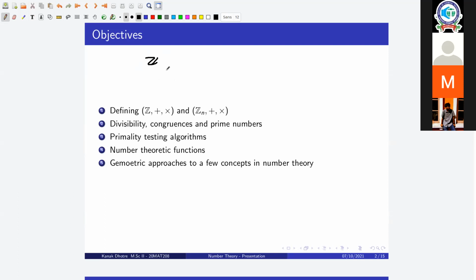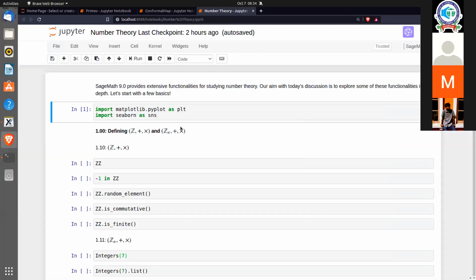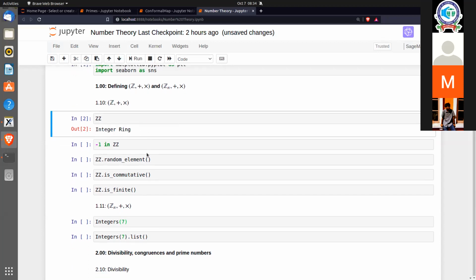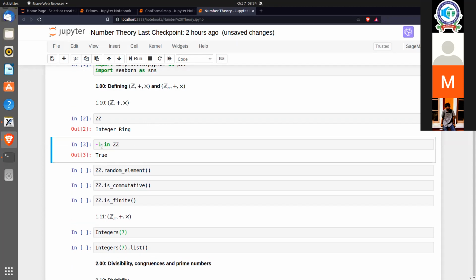The most obvious choice, since we want to look at both addition and multiplication, would be to choose a ring of integers. How we do that in Sage is just write ZZ, and it gives you the integer ring. With this integer ring, we can do a couple of things in Sage. I can check if a particular element is in that ring. For instance, -1 is obviously an integer, so it is in the integer ring. But something like 0.5 will return false because it's not in the ring.